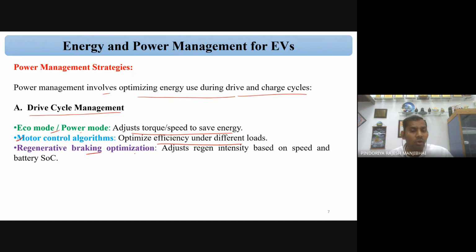Regenerative braking optimization adjusts the regenerative intensity based on the speed and battery SOC, correct? Then we can optimize the regenerative braking system. Okay, so this is part of the driving cycle management.